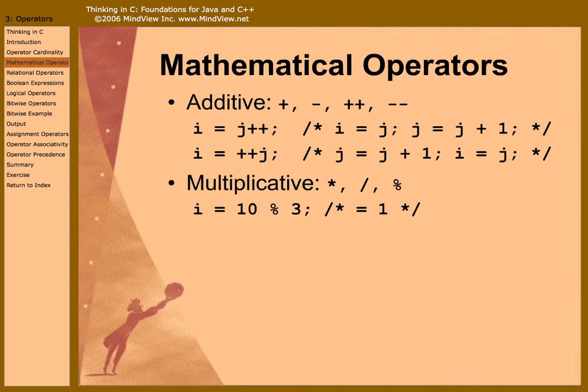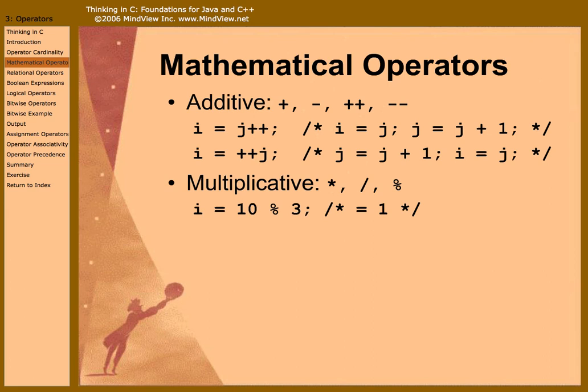The mathematical operators include those for addition and multiplication. And you'll notice that in addition to the usual ones, plus and minus, say, for the additive type operations, there's a couple of strange ones, plus plus, minus minus. These are the increment and decrement operators. And there are actually 2 versions. That is, you can use these operators, and they are unary operators, as a prefix or a postfix to an expression. So to illustrate, the first line there says i equals j++.